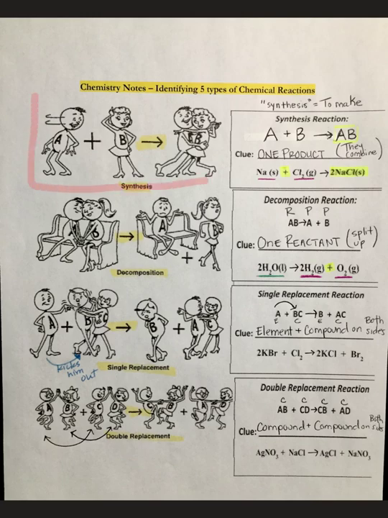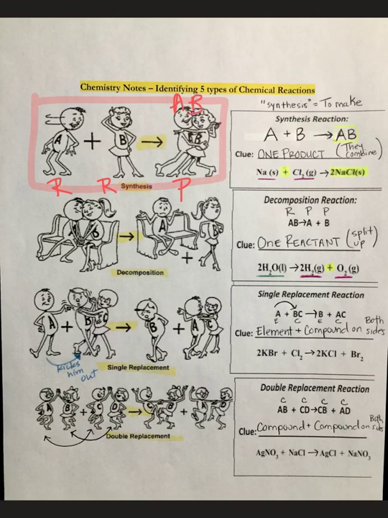We're going to start right here. Okay, a synthesis reaction is a reaction that has 2 reactants that combine to make one product. So this is a reactant, this is a reactant, and then they combine together. So it's A plus B, and then they got one product, which was AB put together.